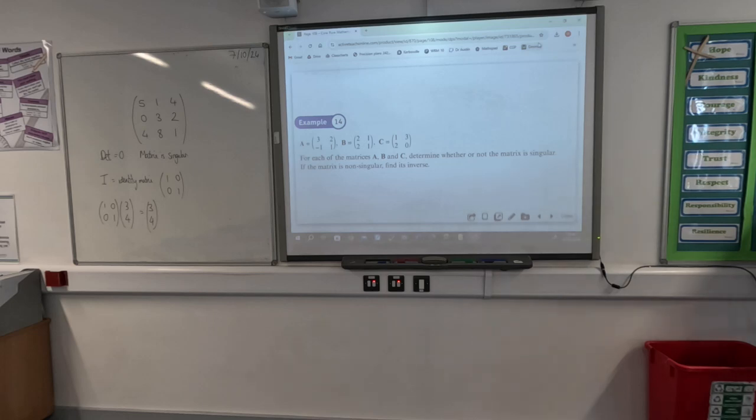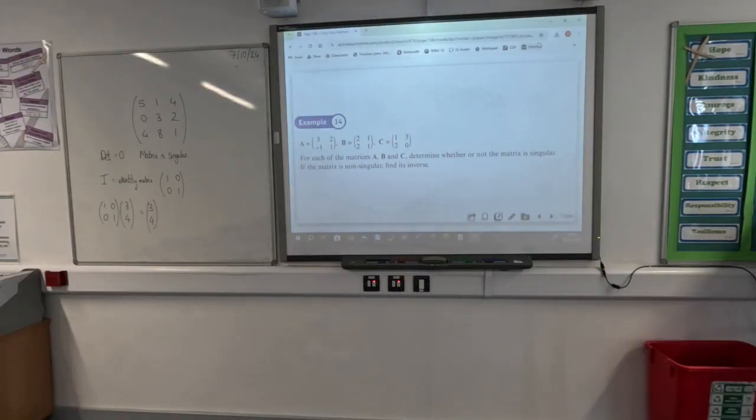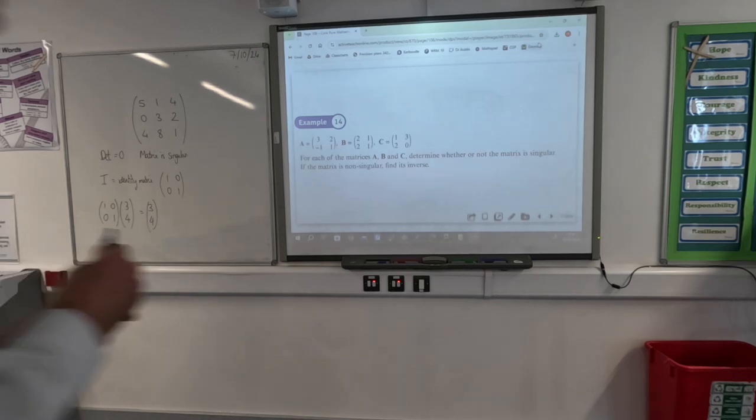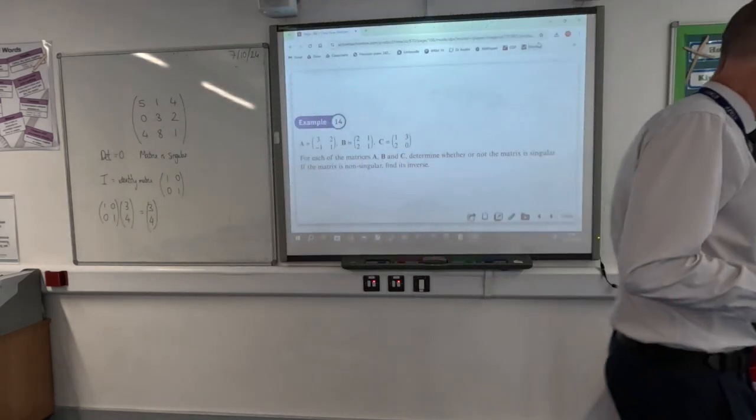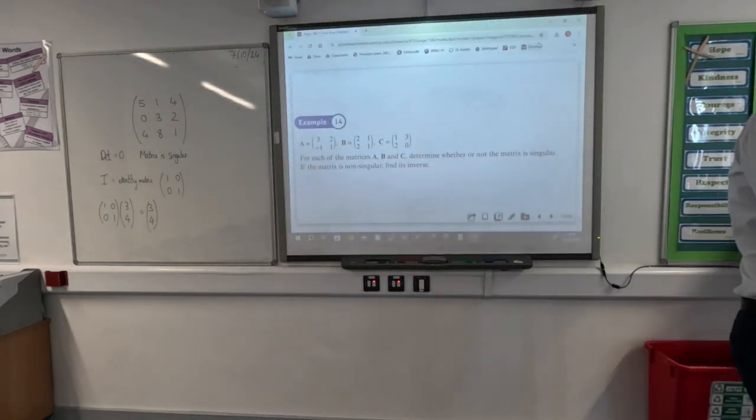Does it matter when you expand? No, it doesn't. However, I'm going to write it in the fifths form, because what we're going to do in a minute is check that when you multiply the matrix by its inverse, you do get the identity matrix.